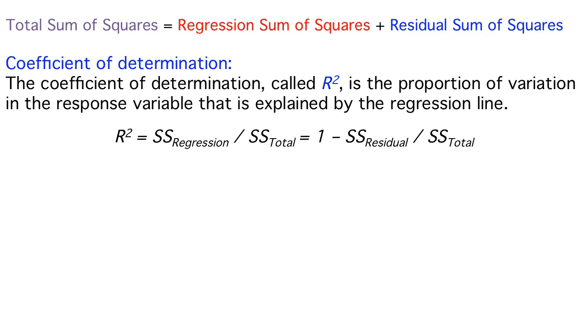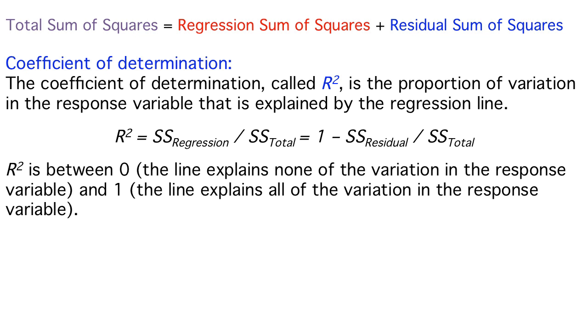R squared is a proportion, so it's always a number between 0 and 1. A small value of r squared, near 0, means the line is not explaining much of the variation in the response variable. And a large value of r squared, close to 1, means the line is explaining much of the variation in the response.